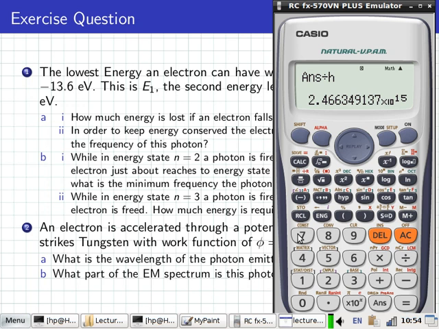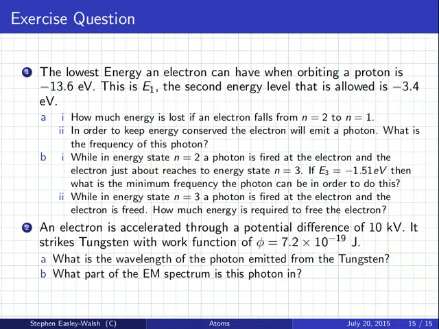Part B, part 1. While in energy state 2, a photon is fired at the electron, and the electron reaches just about energy state 3, which has this energy. What is the frequency the photon needs to make the electron jump from 2 to 3? First we should work out how much energy is needed to jump from 2 to 3.